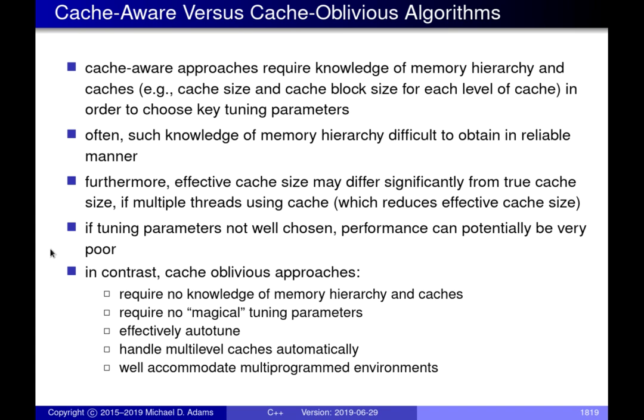poor. In contrast, in the case of cache-oblivious algorithms, we don't require any knowledge of the memory hierarchy in caches, so we don't need to know any of those cache parameters. We don't need any magical tuning parameters that are based on knowledge about the cache. And effectively, the algorithm just auto-tunes. We can handle multi-level caches in a very automated manner. And if we have a multitasking operating system, we can easily accommodate the notion of the effective size of the cache that we see as well, because again, we're not relying on having to predict specific parameters of the underlying hardware.